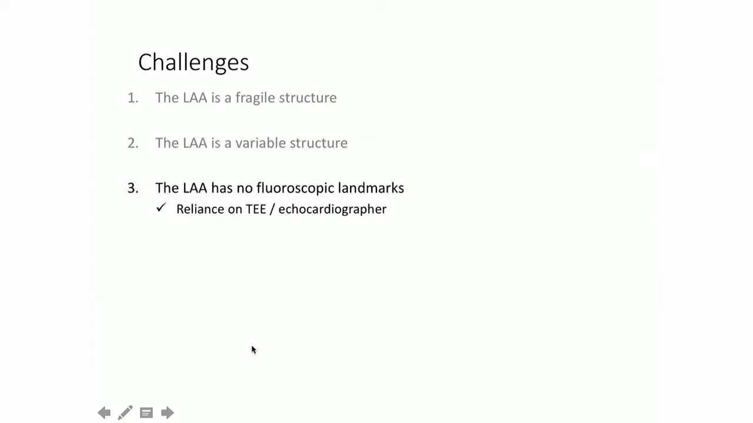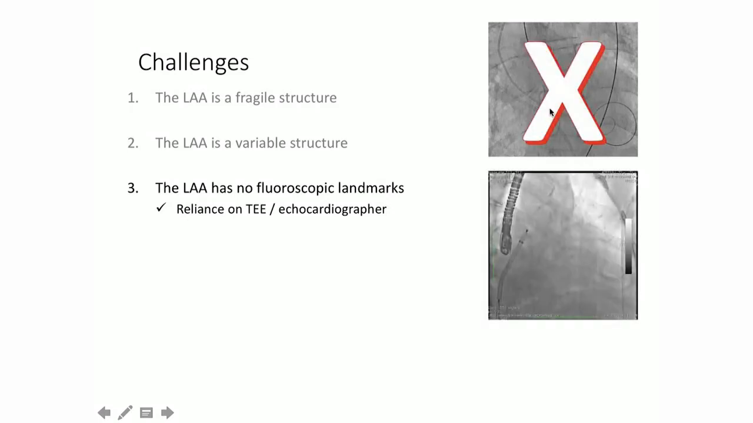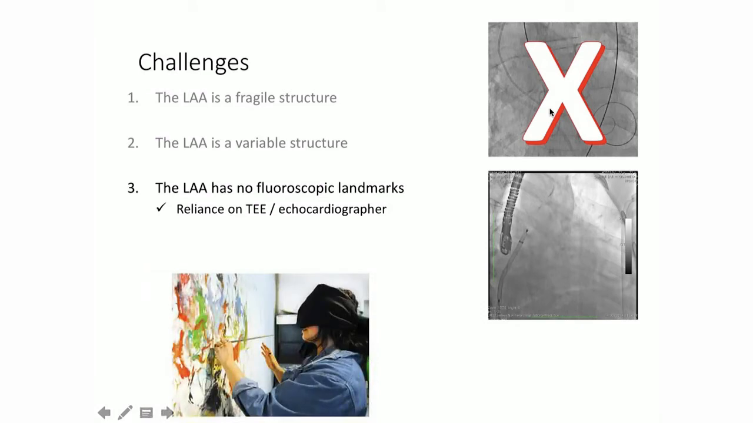The third point is that the LAA has no fluoroscopic landmark, which means that the operator has to rely on TEE and the echocardiographer. So again, for those of you who perform TAVI, as you know, you have the pigtail that you could use as a landmark. You have calcification on the valves that could also help with respect to landmarks. But in LAA, there's absolutely no calcium or other landmarks to help guide the procedure. So therefore, you're essentially trying to paint with a blindfold on and rely on what TEE can show you and what your echocardiographer can tell you.